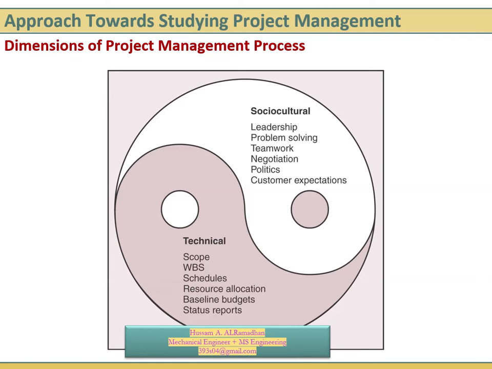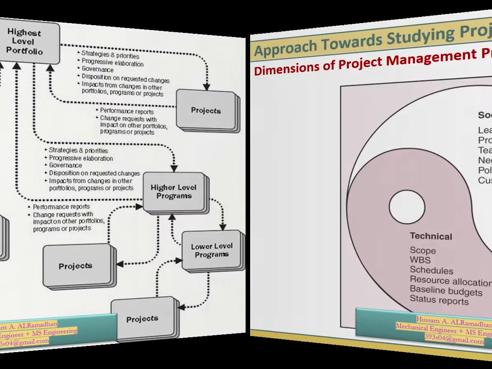Dimensions of the project management process: social culture, leadership, problem solving, teamwork, negotiation, politics, customer expectation, technical scope, WBS, which is the work breakdown structure, schedule, resource allocation, baseline budgets, status report.